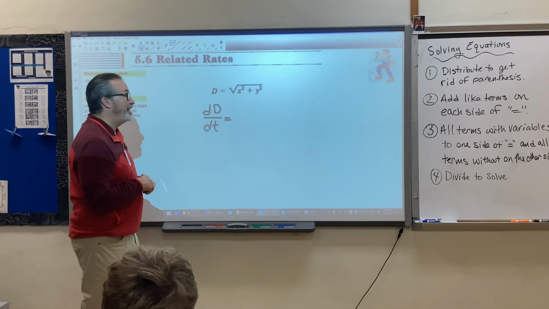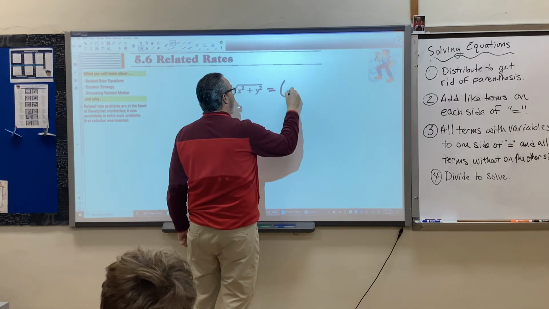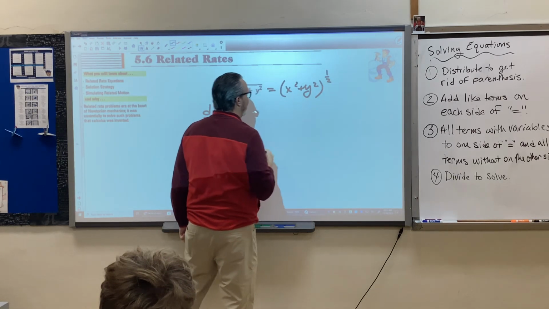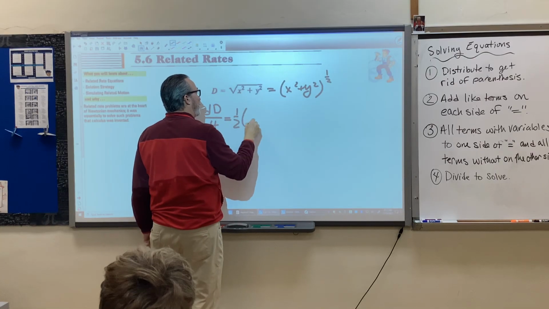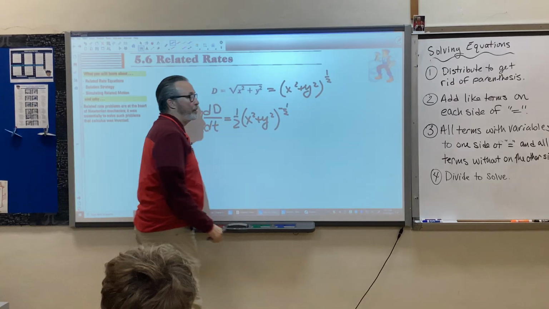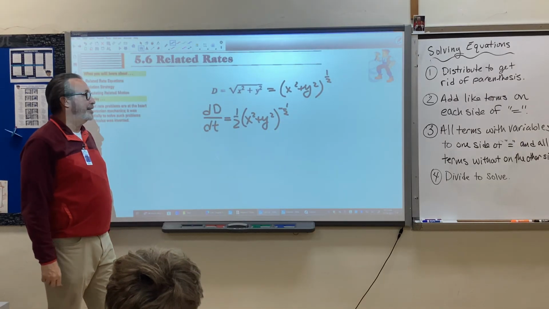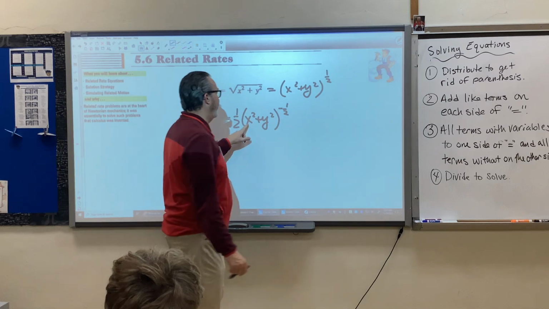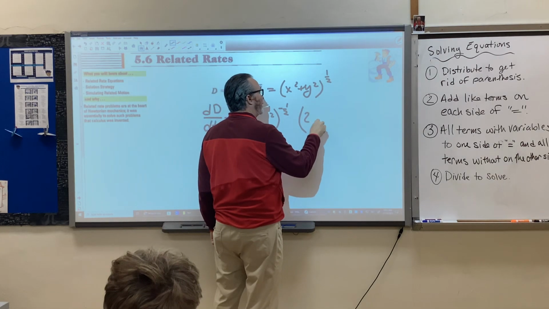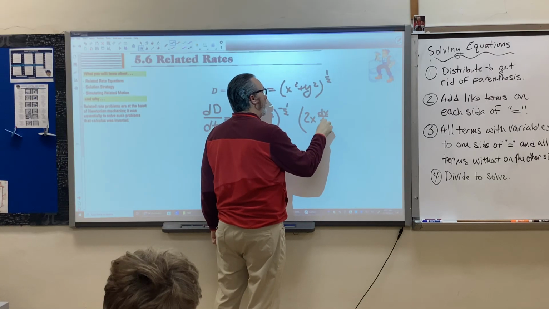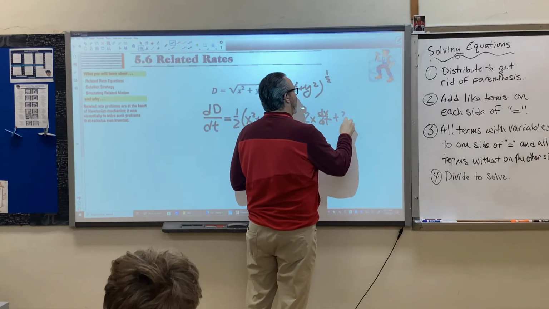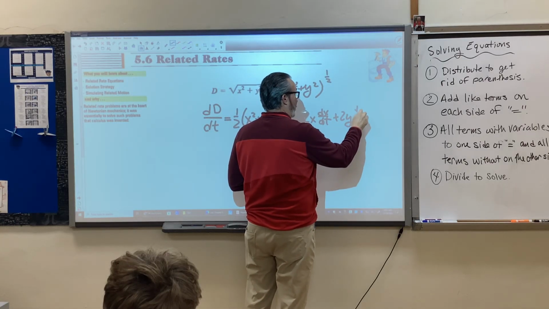So the derivative of this, which is x squared plus y squared to the 1/2 power, is 1/2 x squared plus y squared to the -1/2 times the derivative of what's inside. The derivative of x squared is 2x dx dt. And the derivative of y squared is 2y dy dt.